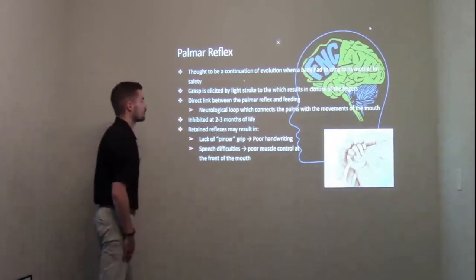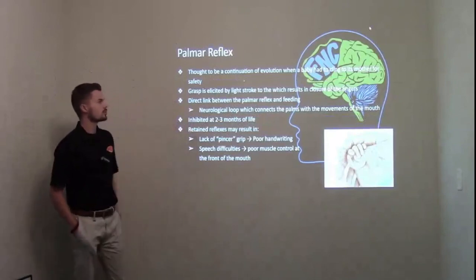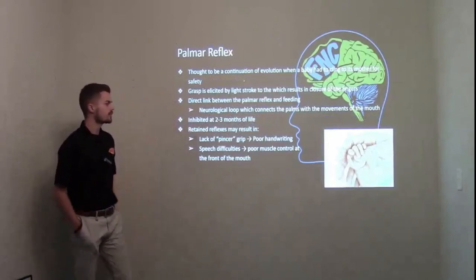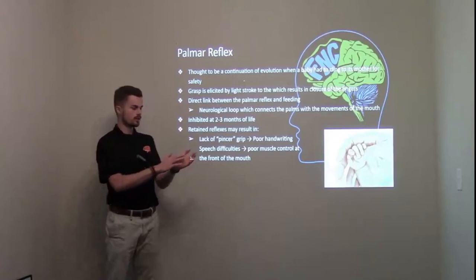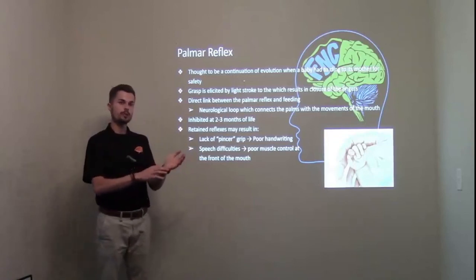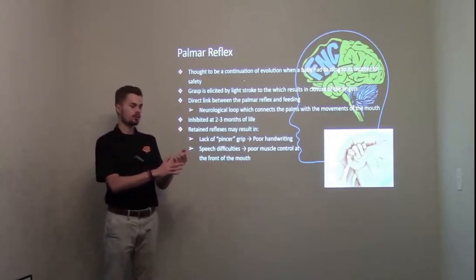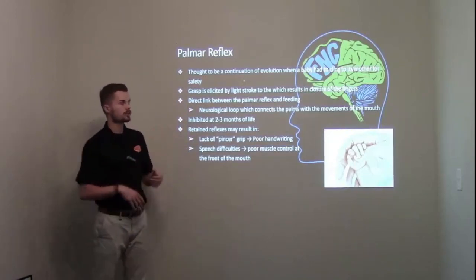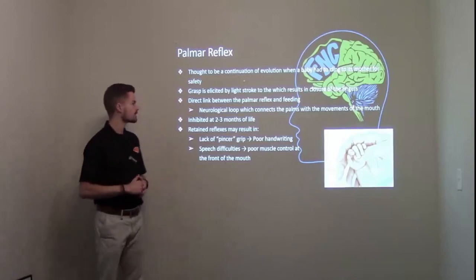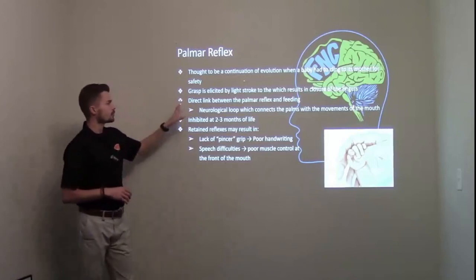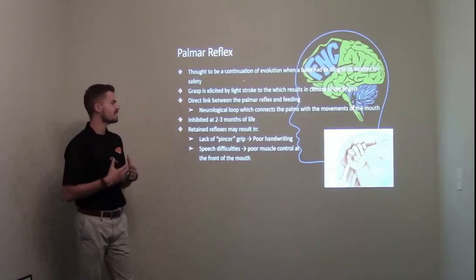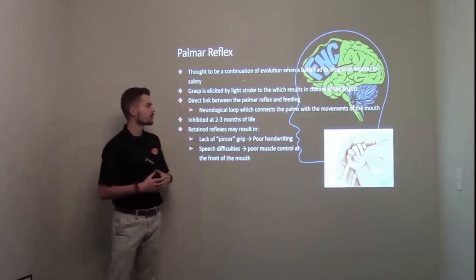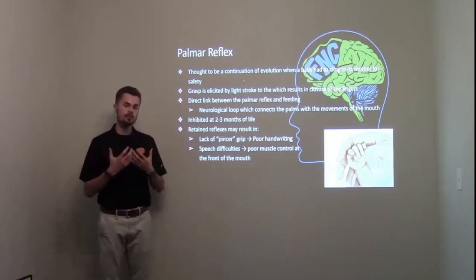So this is thought to be the continuation of evolution, when a baby had to cling to its mother for safety. If you place your finger on the baby's hand like this, you'll see automatic closure like this. The grasp is elicited by a light stroke, which results in closure of the fingers. And there's a direct link between the palmar reflex and feeding: a neurological loop which connects the palms with the movements of the mouth.